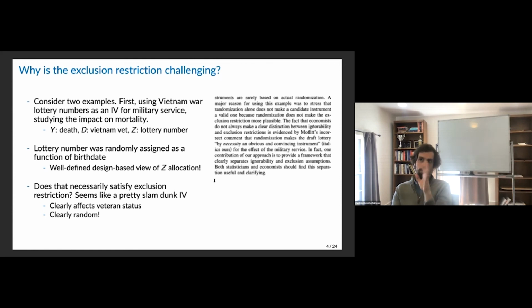And it was a randomly assigned lottery number. And so it's really design based. Think of this as a spinning machine that was just going to randomly assign as a function of your birth date. The fact that it's assigned as a function of birth date is just a probabilistic measure, a way of allocating people. And we still have this probabilistic assignment.